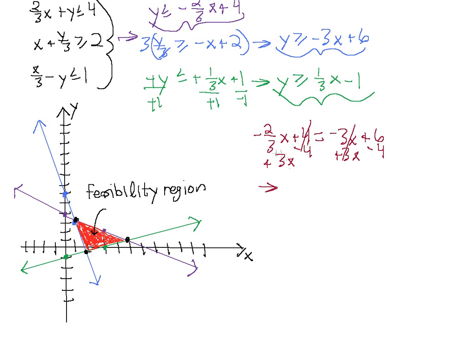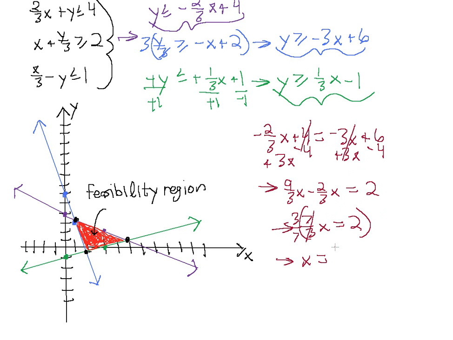Cancel those two terms. We can rewrite 3x as 9 over 3x minus 2 over 3x. We can actually combine those fractions in the next step. 6 minus 4 is 2. This will give us 7 over 3 times x equals 2. Let's go ahead and multiply by the reciprocal. We should be very familiar at solving equations here. So those two cancel, so we have x is equal to 3/7 times 2, which is 6/7. And we have a value for x.